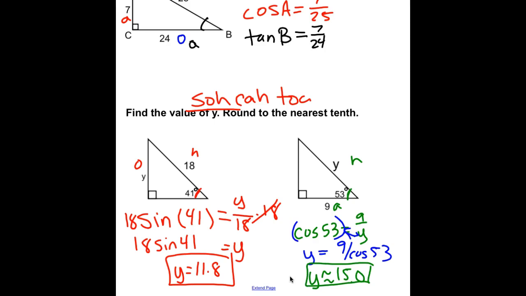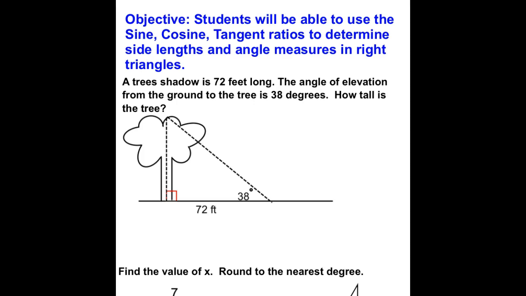Okay, so after we started to introduce sine, cosine, and tangent, we started to do application problems with them, like this one. So students will be able to use sine, cosine, tangent ratios to determine side lengths and angle measures in right triangles. So we had like a whole worksheet actually of word problems, and this one talks about a tree. So the tree's shadow is 72 feet long. The angle of elevation from the ground to the tree is 38 degrees. That's this angle down here.